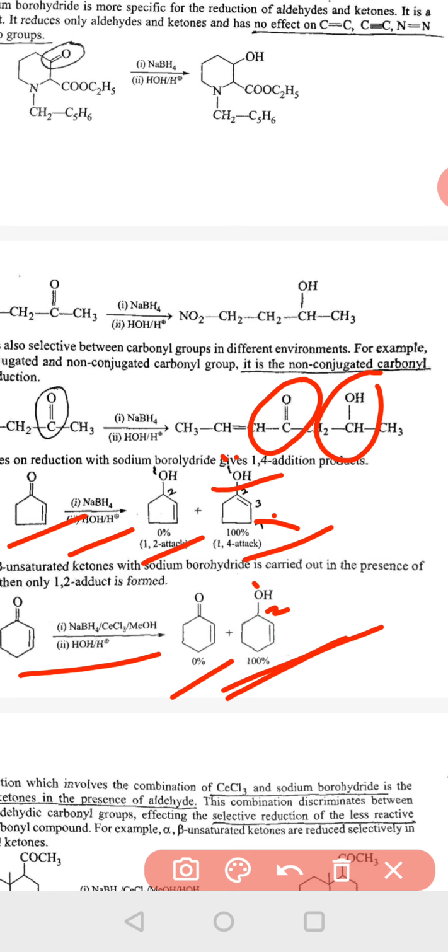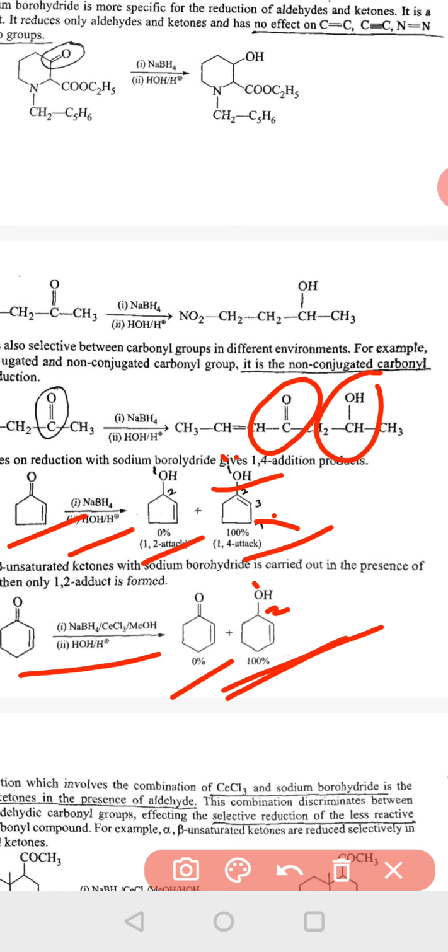Another useful reaction which involves the combination of cerium chloride and sodium borohydride is the selective reduction of ketones in the presence of aldehyde. See, if we have a compound, the reactant, which has both the ketonic group and the aldehyde group, then ketonic group gets reduced and aldehyde group is left untouched.